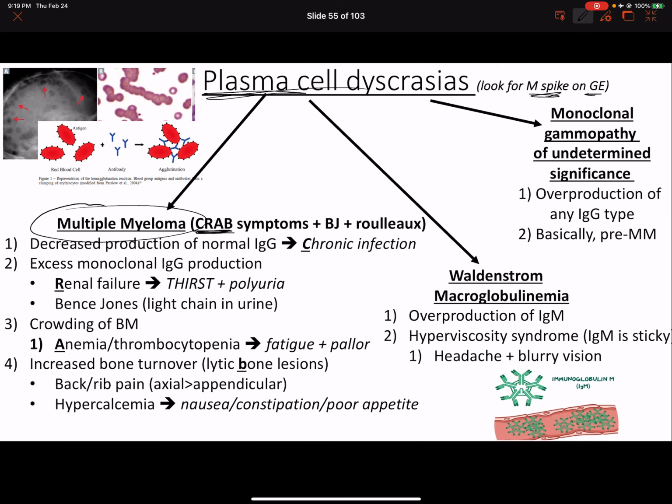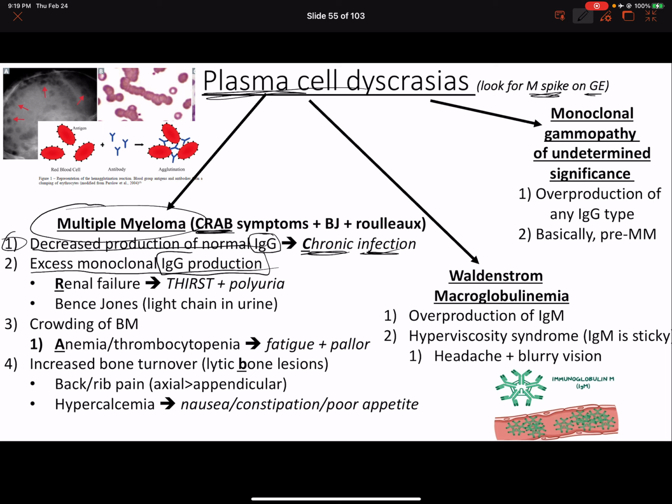Remember that the main point of these is that we are overproducing antibodies because we have a B-cell cancer, so this is excessive monoclonal IgG production. So for this first one, if I have excess IgG production from a B-cell cancer, I'm going to have decreased production of normal IgG. And if I have decreased normal IgG, I'm going to have infections. So C for chronic infection.